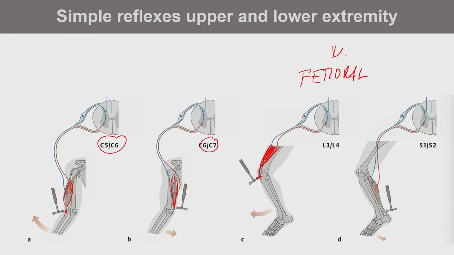Here, which nerve is innervating this muscle? This is gastrocnemius. Yes, the tibial nerve, a branch of the sciatic nerve. Here it is the radial, and here is the musculocutaneus. Yeah? So those are very simple reflexes.